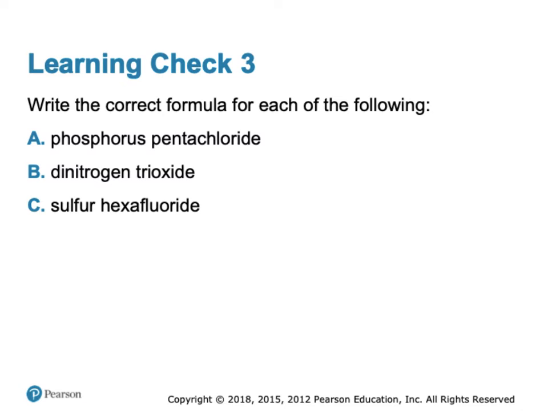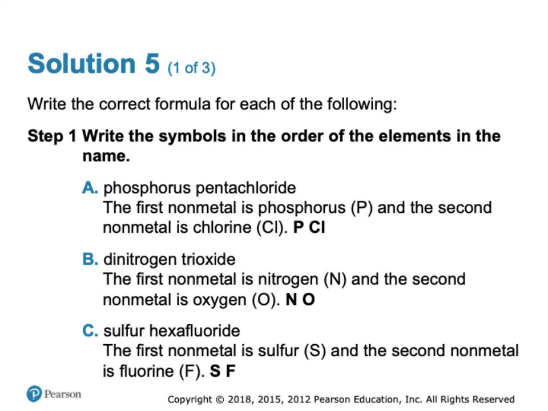Another learning check to practice: phosphorus pentachloride, dinitrogen trioxide, and sulfur hexafluoride. So write the correct formulas for each. We have PCl5, we have N2O3, and sulfur, so it's SF6. And so the answers are laid out here.